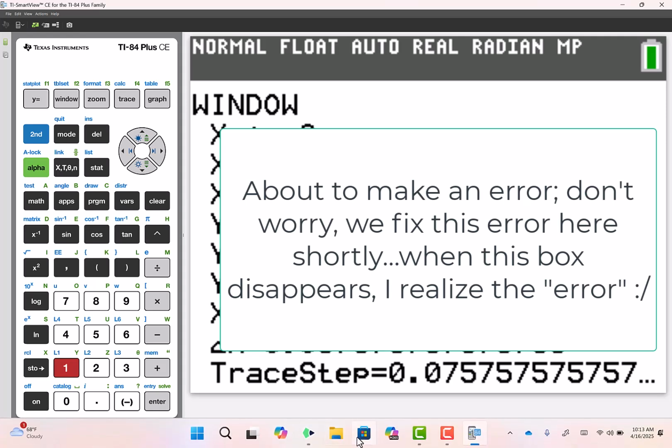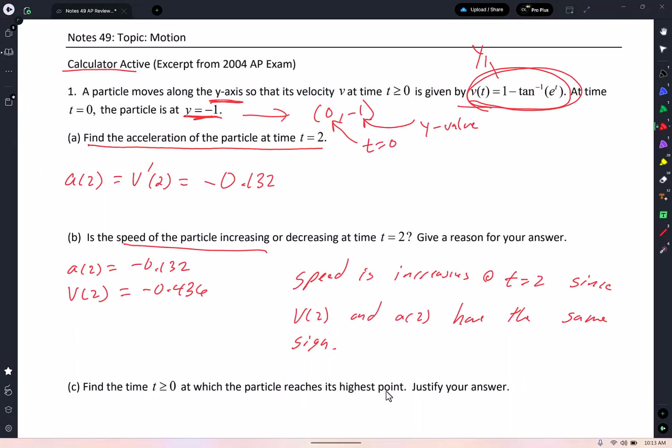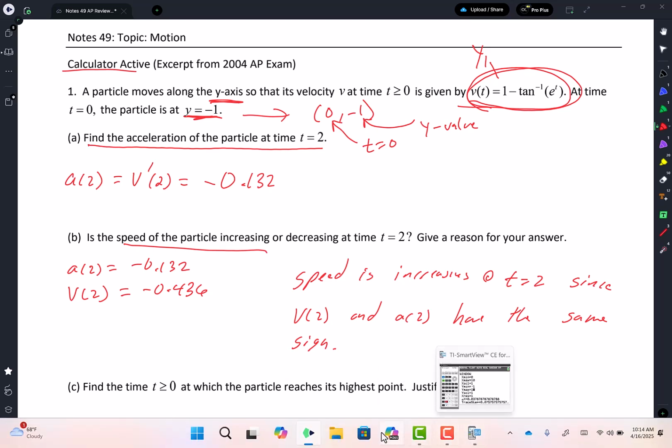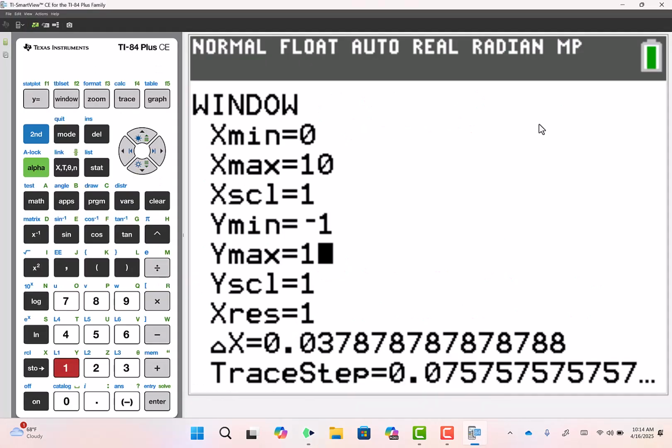Okay. Actually, hold on. Find the time when the particle reaches its highest point. Dang. It's not where the acceleration changes from positive to negative. It's where what changes from positive to negative, not the acceleration. The velocity. Yeah, you don't have to do derivative. Tell me why.